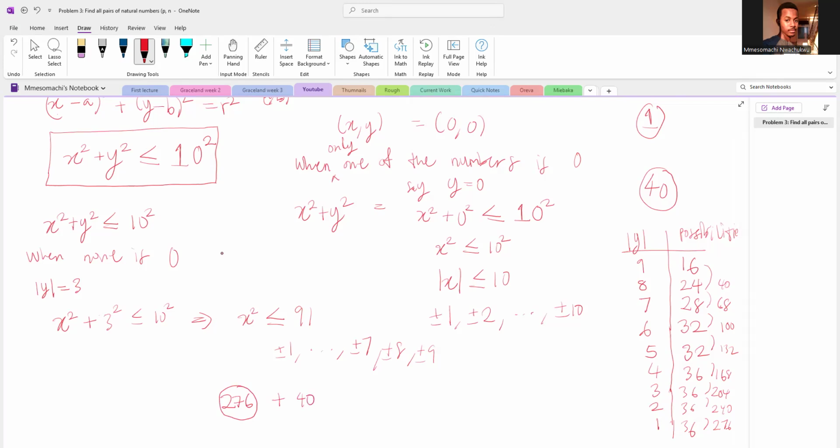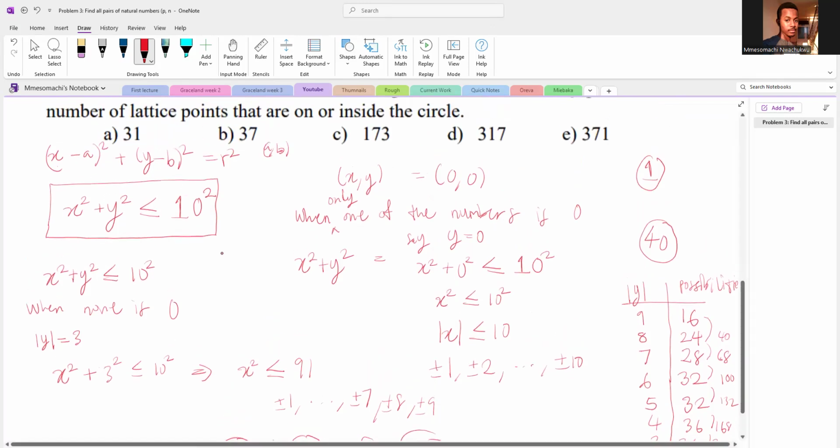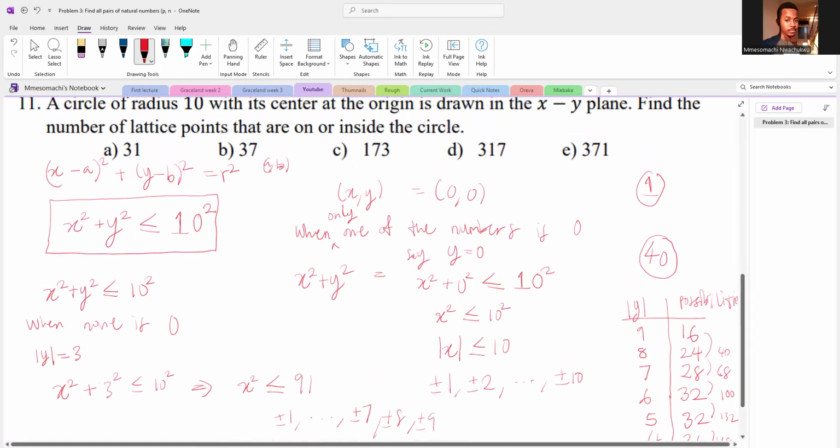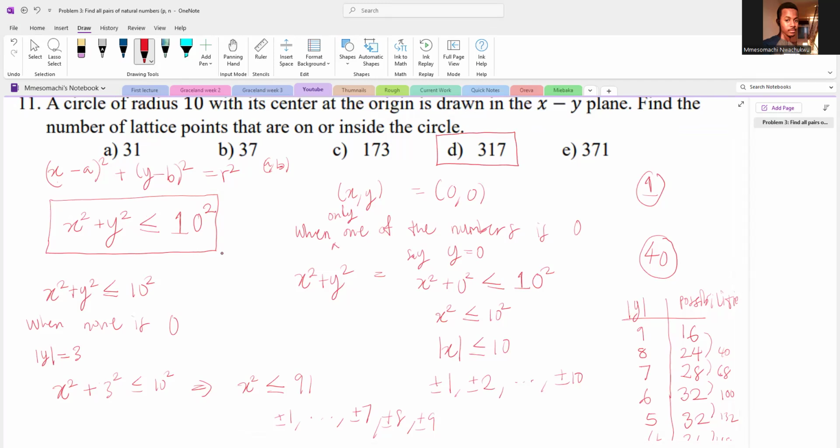We have 40 possibilities for when exactly one of them is 0. And we have 1 possibility for when both of them are 0. So when we add this up, 276 plus 40 will give us 316, plus 1, so 317. Okay, so this should be our final answer. So let's scroll up. So that's option D, 317.